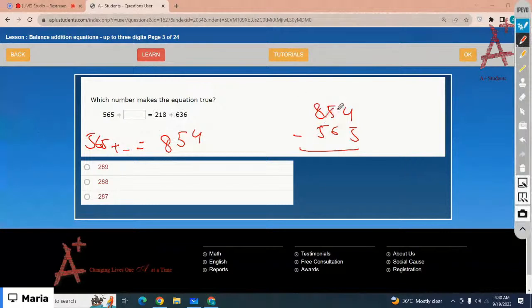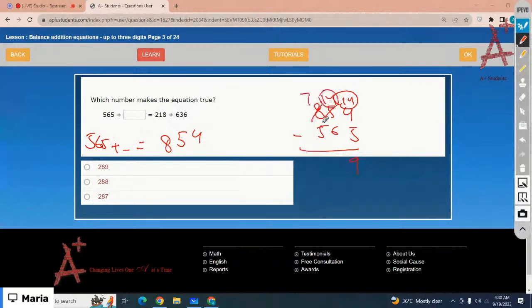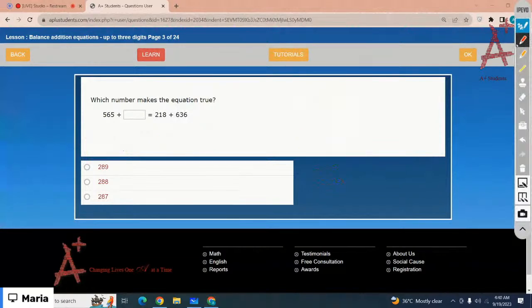You cannot subtract 4 out of 5, you have to borrow 1. 14 take away 5 is 9. You cannot subtract 4 out of 6, you have to borrow 1. 14, 14 take away 6 is 8. And 7 take away 5 is 2. That would be 289, right? The correct option is 289.